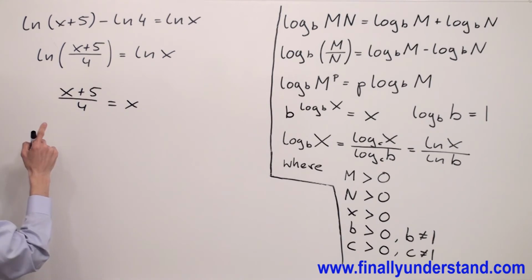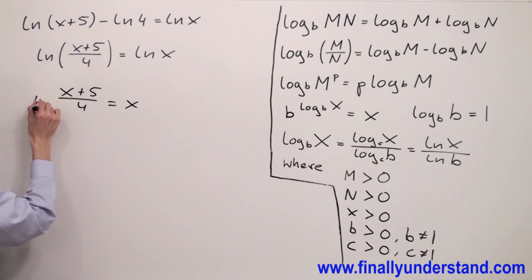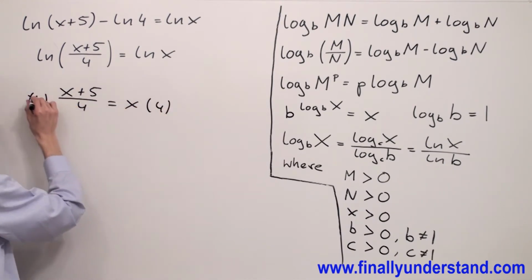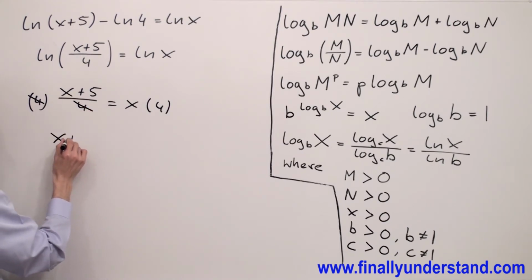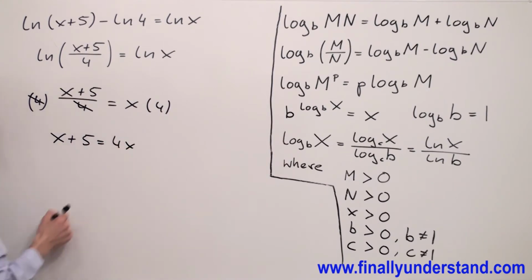In order to solve this equation for x, I have to eliminate the denominator. I have to multiply both sides of this equation by 4. 4 and 4 will cancel out. And I have x plus 5 is equal to 4x.